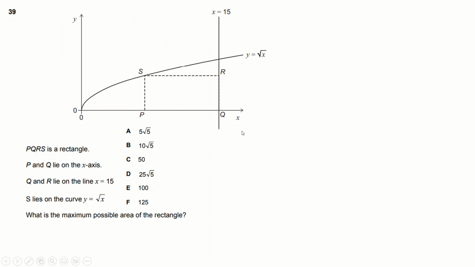But I don't know. Anyway, this point here is the point x, root x, we'll just call it, because this is just y is root x, so if this is x, this is root x. Now this is 15, so this distance I can say is 15 minus x, right? That's this distance from P to Q. Now this distance is clearly just root x, because that's what this means. And now the area of this rectangle, obviously, is 15 minus x times root x.